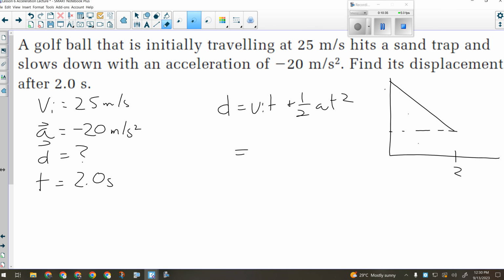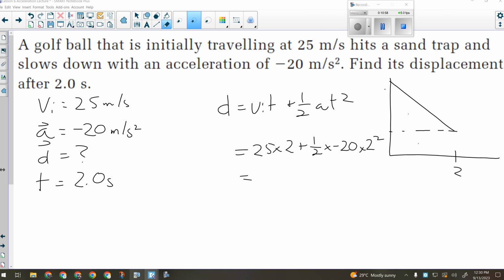So we've got our initial velocity, we've got our acceleration, and we've got our time that we're using twice. So do I need to manipulate for this one? No, I just need to plug it in. So we're looking for displacement. VI is 25, times 2 seconds, plus 1/2 times negative 20, important to remember that negative in there, times 2 squared.